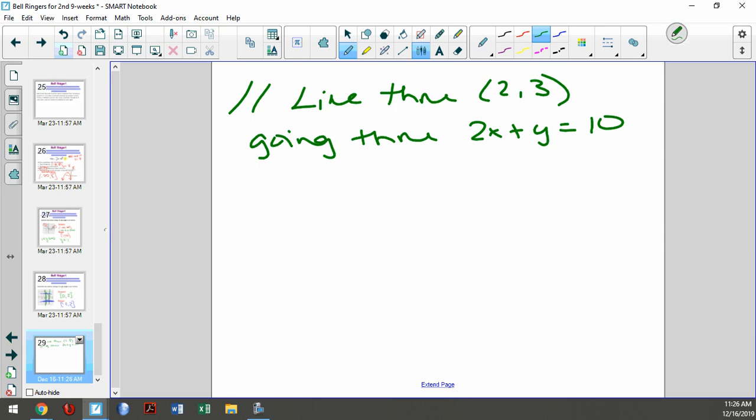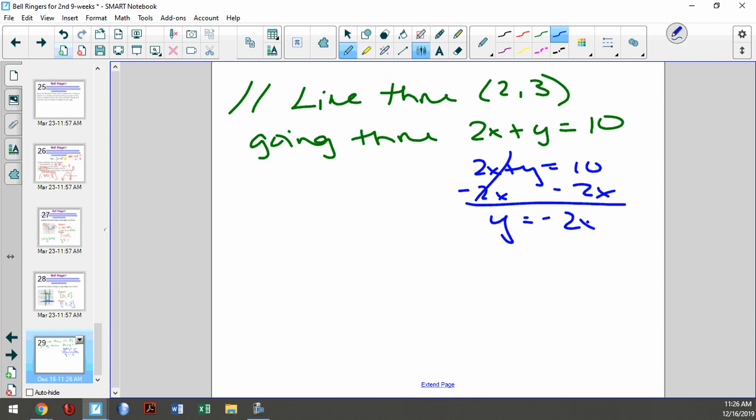I have to take the equation and put it into slope-intercept form, right? So that means I'm going to have 2x plus y is equal to 10. Subtract the 2x. Y is equal to -2x plus 10. What do I need out of that? I need the slope. What is my slope? -2. Do I care about the rest of that? No, I do not.